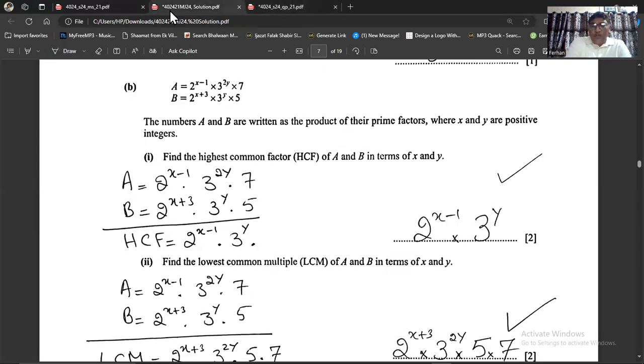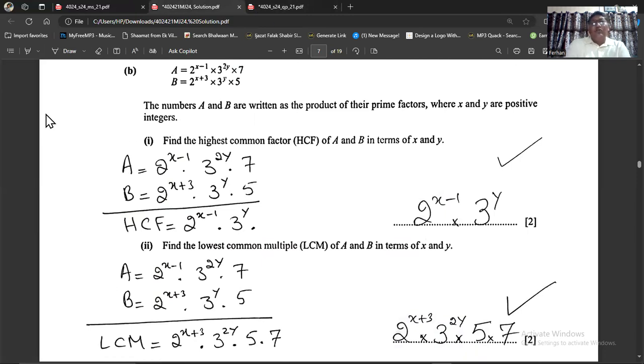Okay. So when we want to find the LCM, we take all the factors. The factors which are common in both of them, we write them once, with their largest power. And the factors which are not common are also taken in the LCM. So here you can see I've written A and B. Now 2 is common, so I write it once, but I will note down the largest power there. So 2 raised to power x plus 3. Okay, 3 is also common, so I will write 3, and I will write here the largest power of 3. So 3 raised to power 2y.